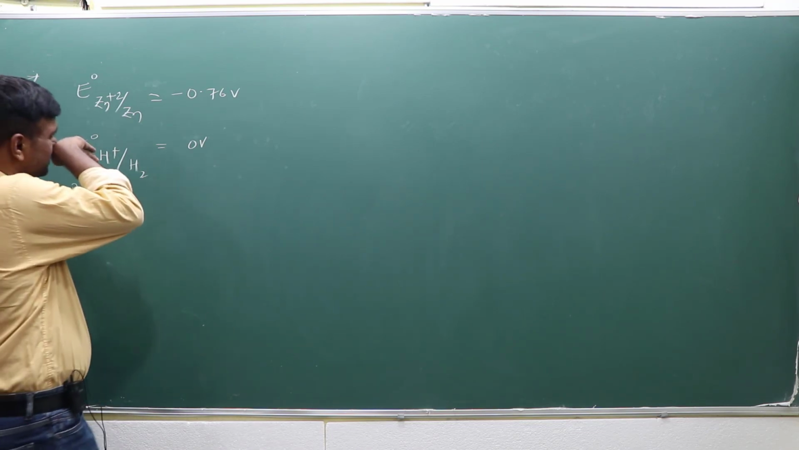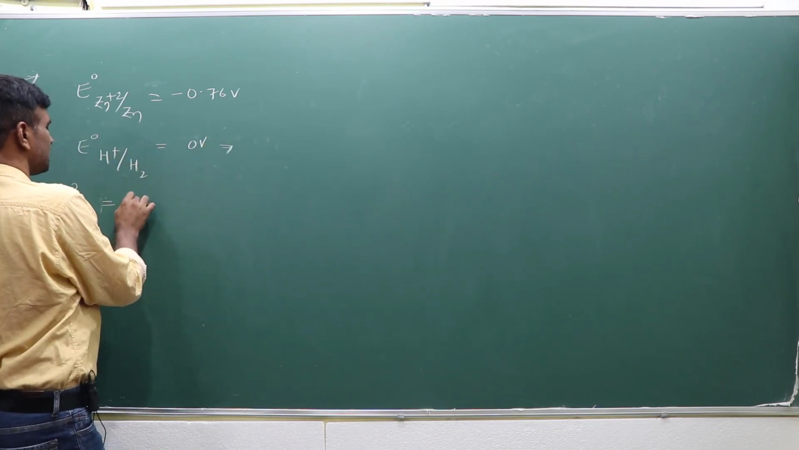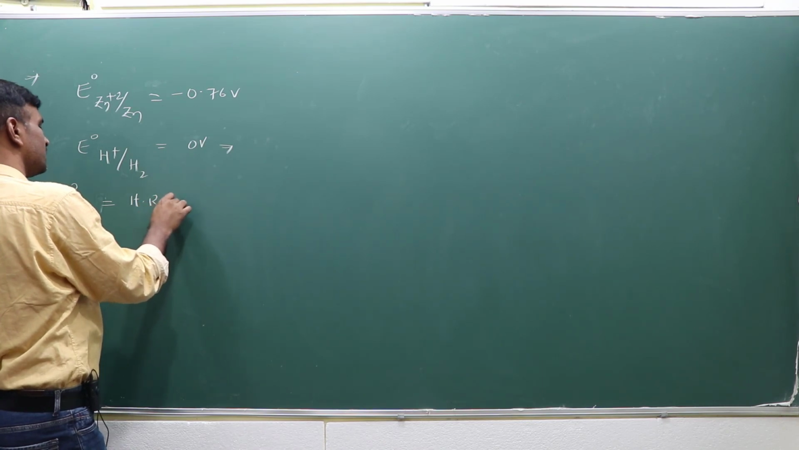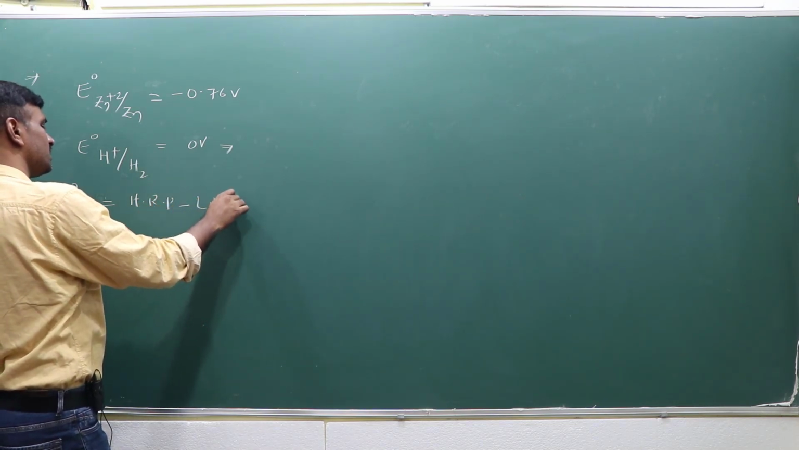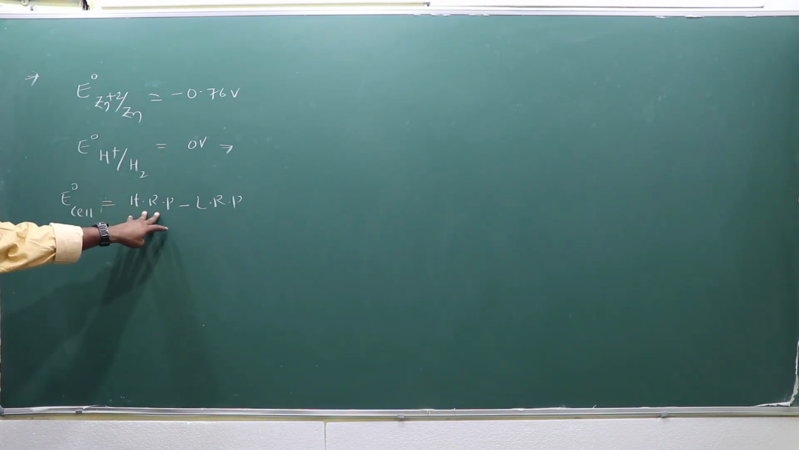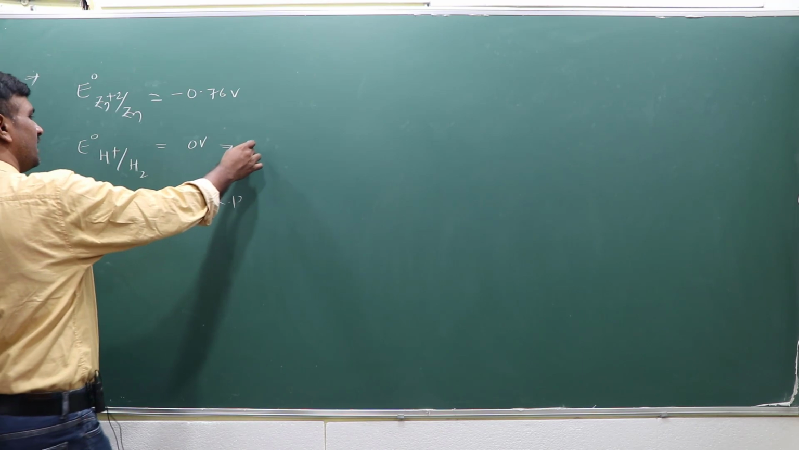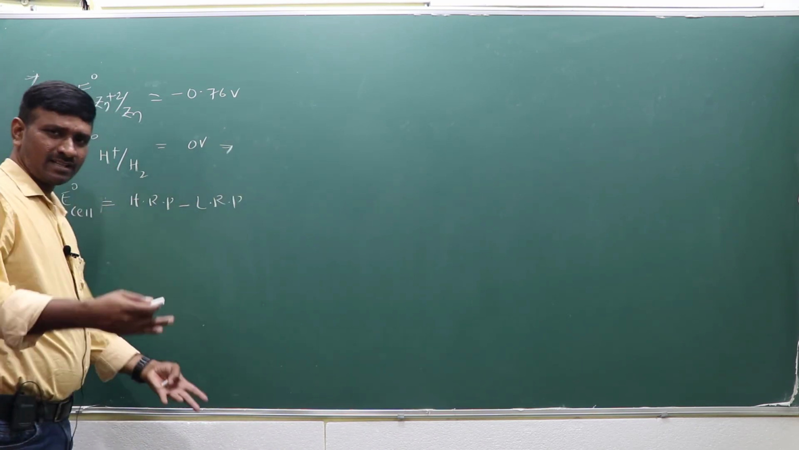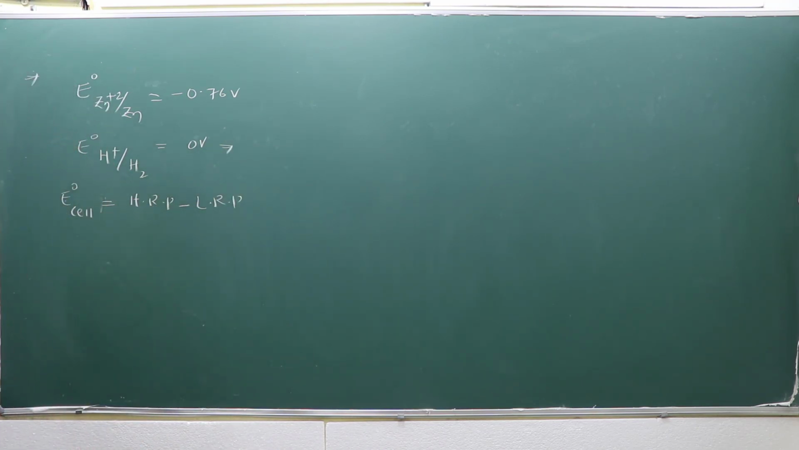So it is the highest standard reduction potential minus the lowest standard reduction potential. The highest reduction potential acts as cathode, and the lowest reduction potential acts as anode. At the cathode, reduction takes place. At the anode, oxidation takes place.